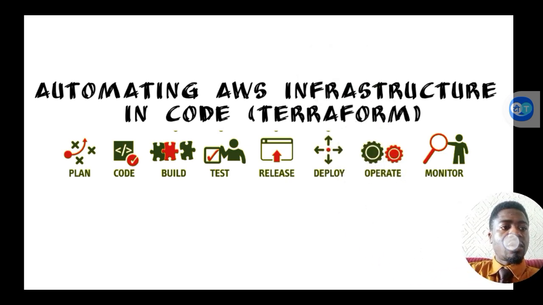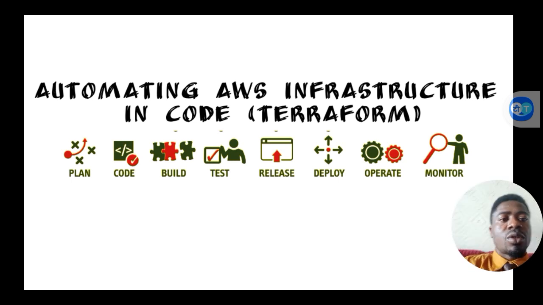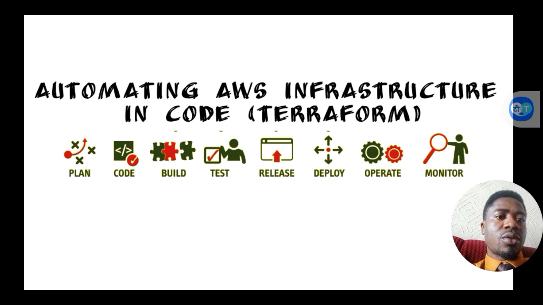Today I will be showing you how I was able to go through this project. It's all about automating AWS infrastructure in code using Terraform. That's IaC, infrastructure as code. So I'll be going through how I was able to execute this project in this video, so you can relax and follow through.